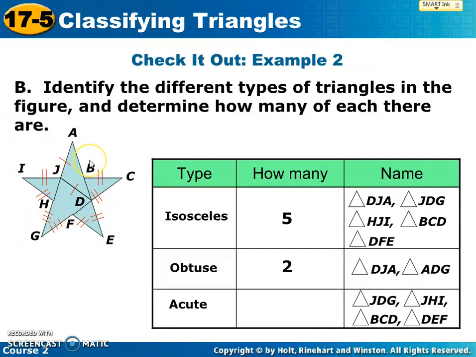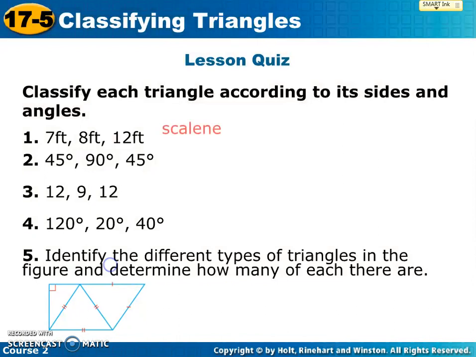And then our acute angles, we're going to have quite a few of those. We have 4 of those. We have one here, one right here, this one right in here, and this one right here. So that's how we're going to identify the different types of triangles by their sides and by their angles.